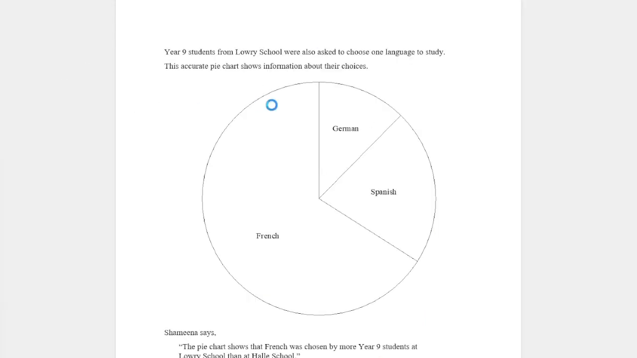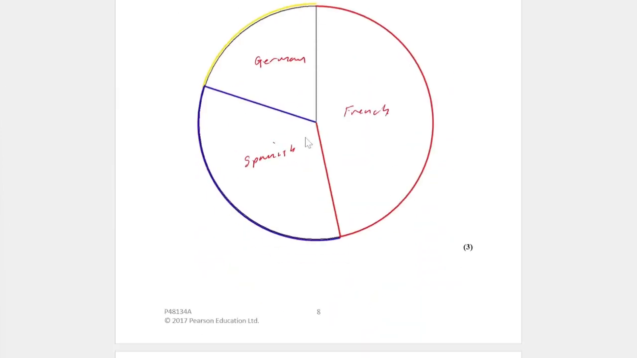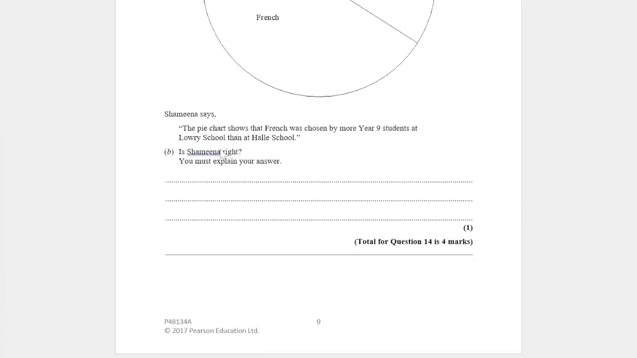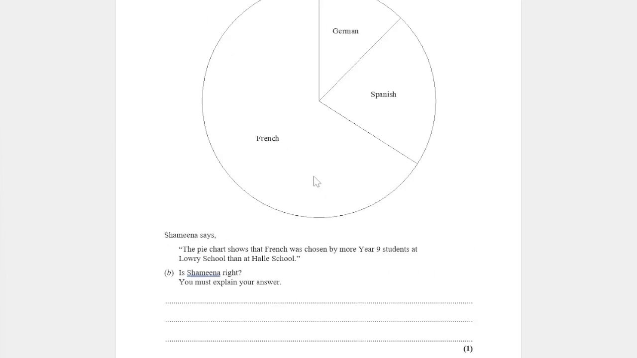And part B, Year 9 students were also asked to choose one language to study. This pie chart shows the information about their choices. Is that a different school? It is, yeah, so this is a different school and their language choices. Shamina says the pie chart shows that French was chosen by more Year 9 students at Lowry School than Hull School. Is she right? Explain your answer.